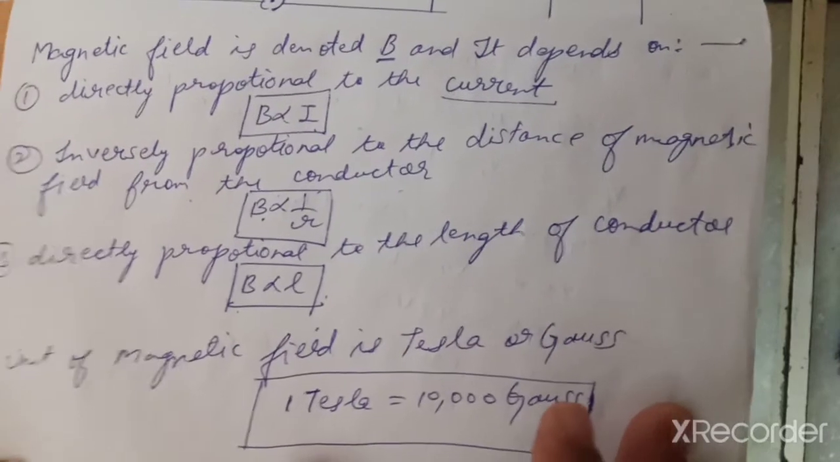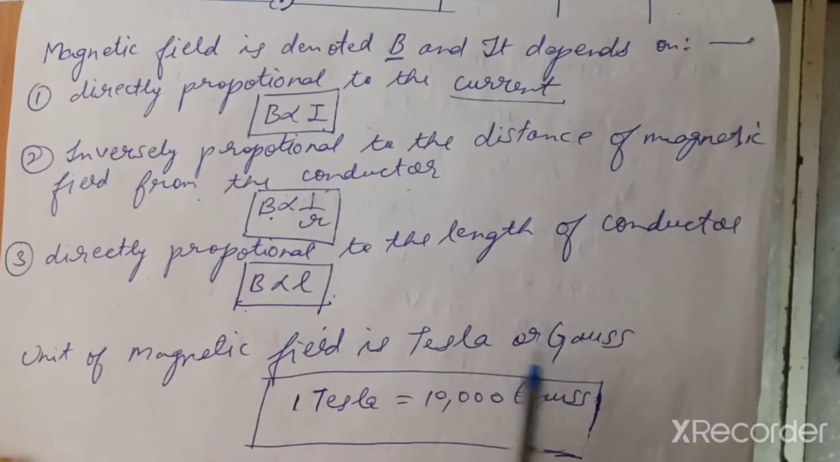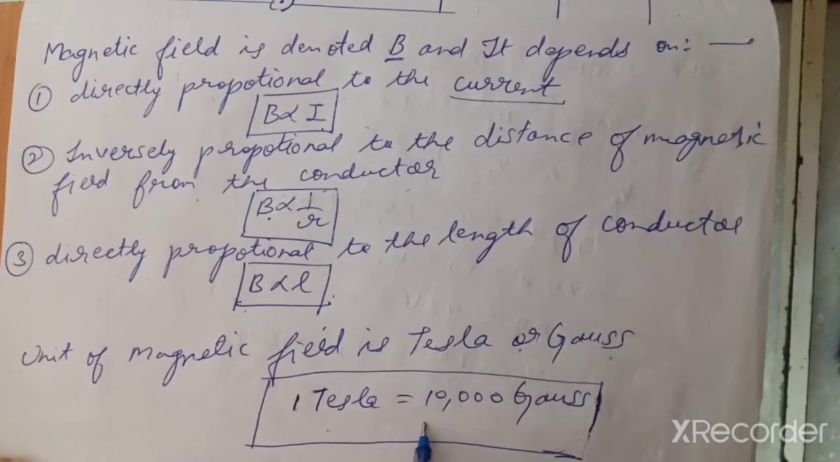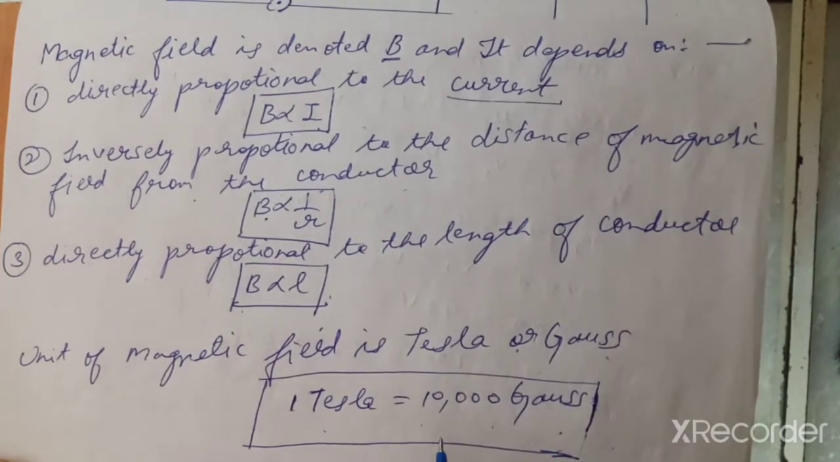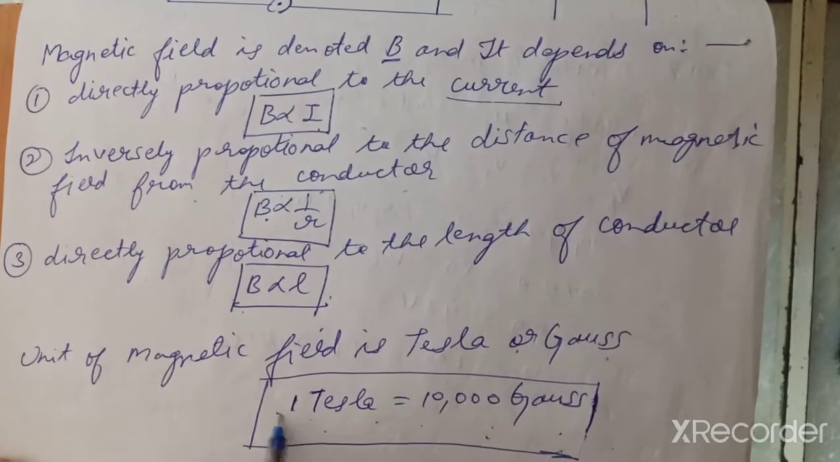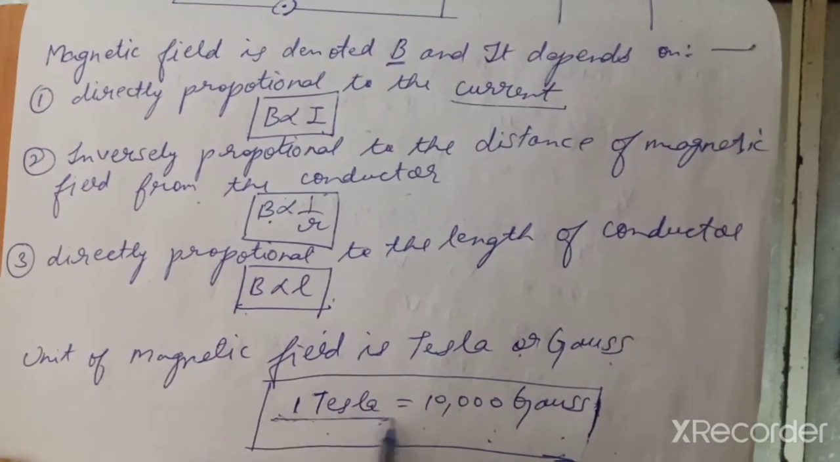Now if you see the unit of the magnetic field, it is the Tesla or the Gauss. 1 Tesla is equivalent to 10,000 Gauss. So this is the unit of the magnetic field, that is 1 Tesla equals 10,000 Gauss. If the unit is asked, you have to write this unit, that is the Tesla.